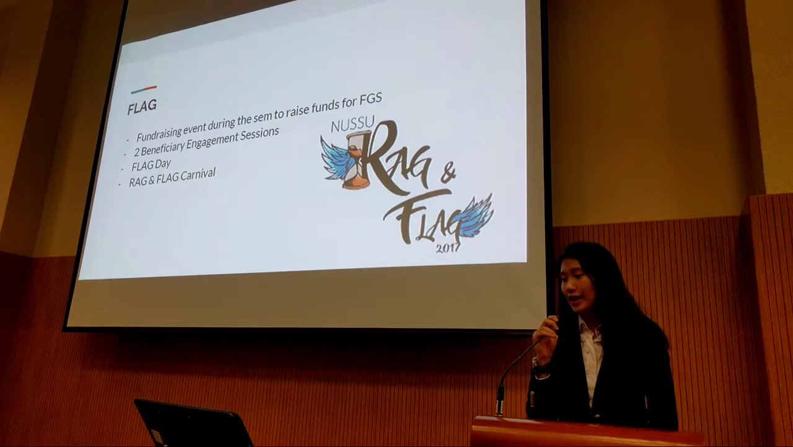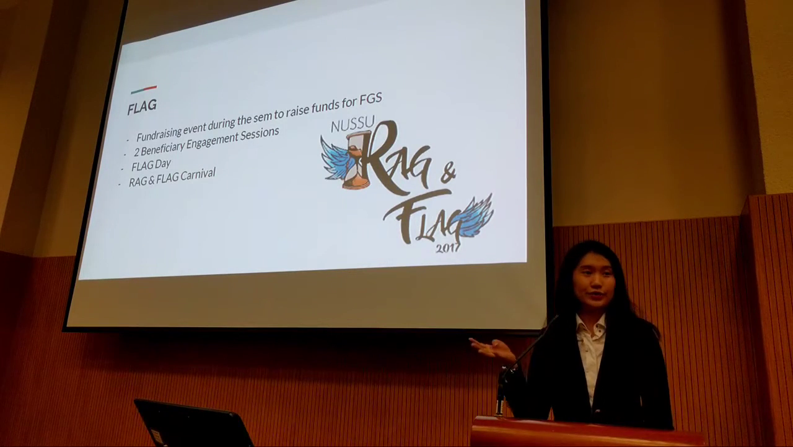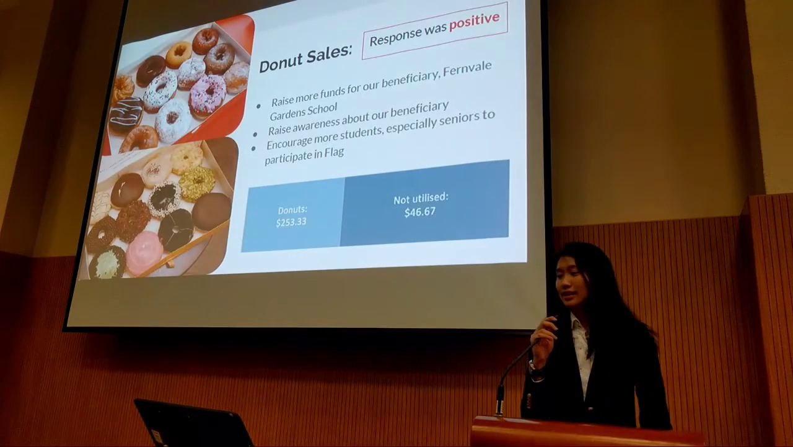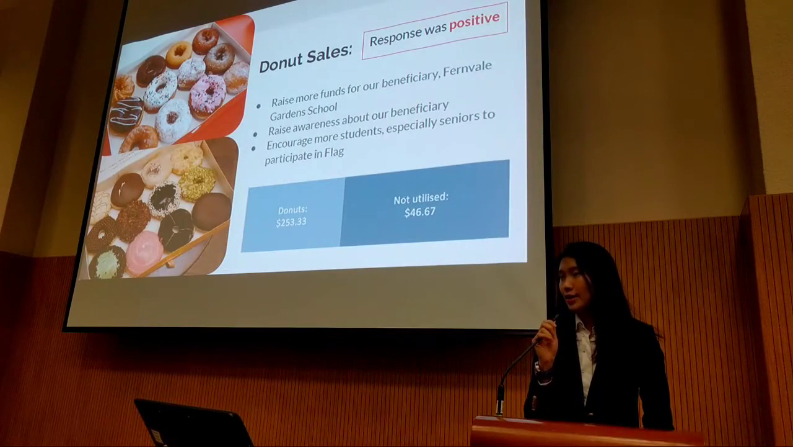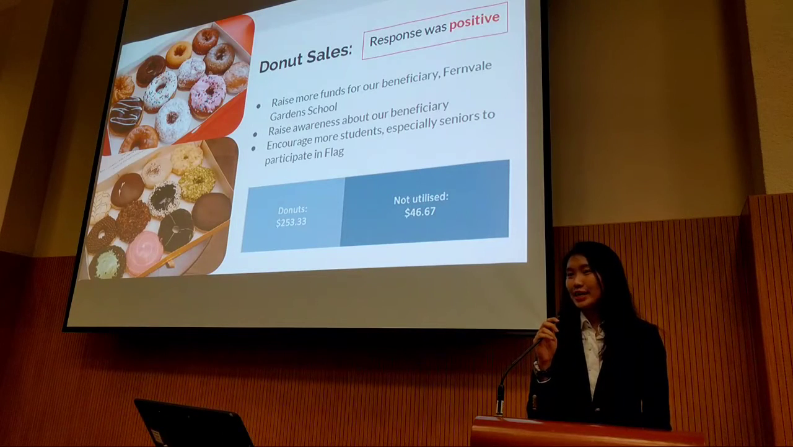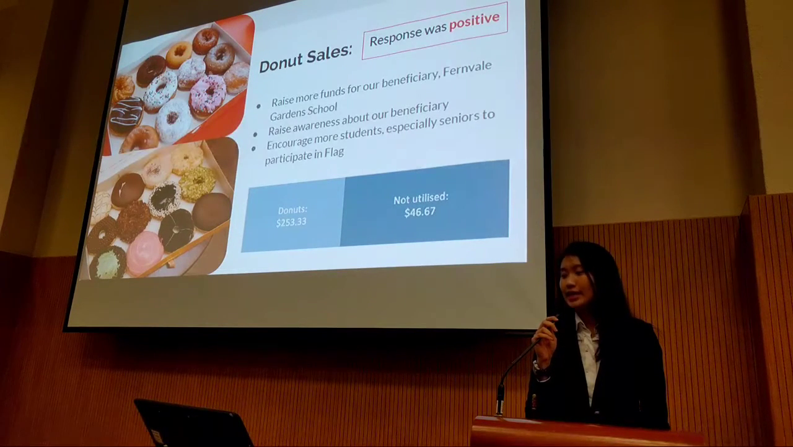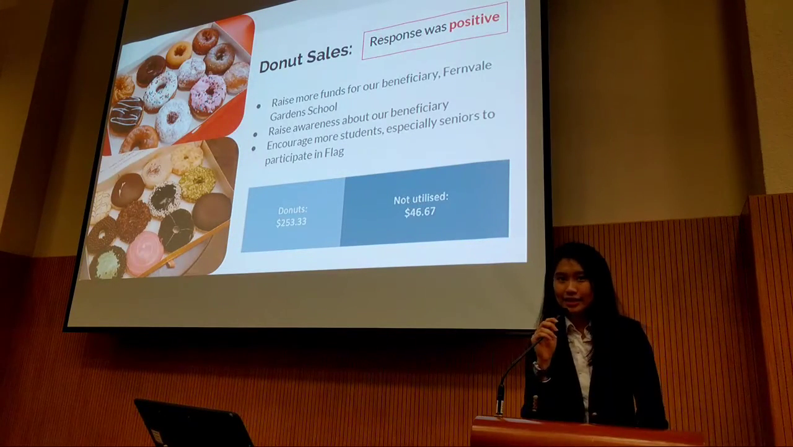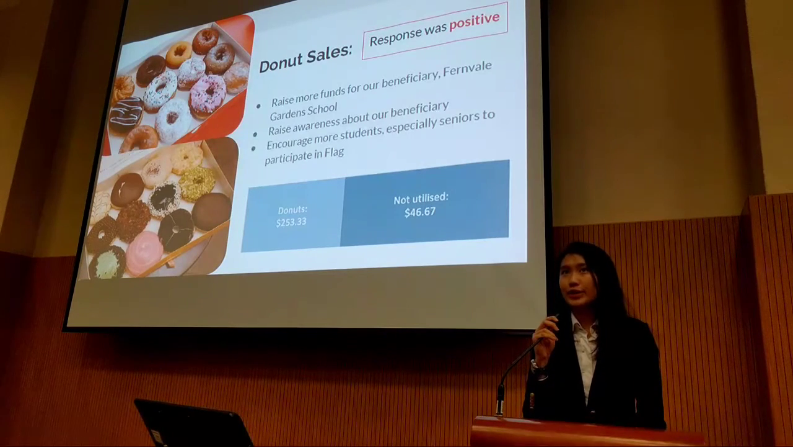Okay, so FLAG, as I mentioned just now, we had 4 different types of events. I'll just go into details. For the donut sales, we had a very good response. We had 2 events, one on 3rd April and one on 4th April. We managed to sell out the donuts quite quickly, and we managed to raise about $552 over the 2 days. So I recommend the next director have more of such fundraising events during the semester and raise more funds so that we can increase our rec score.